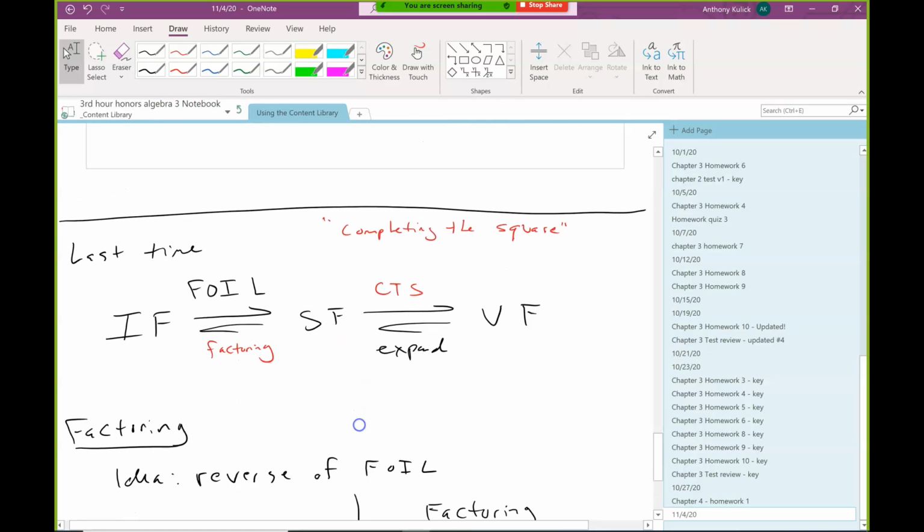So we're talking about factoring, which is going from standard form to intercept form. But notice that that's the reverse direction of foiling. So we're using that as our example to justify the steps that we're going to do for factoring. Okay with that?